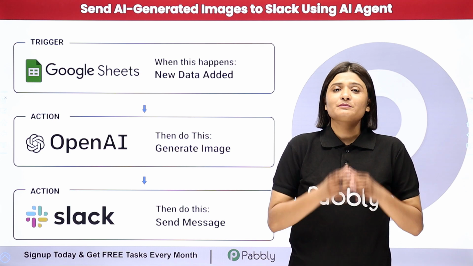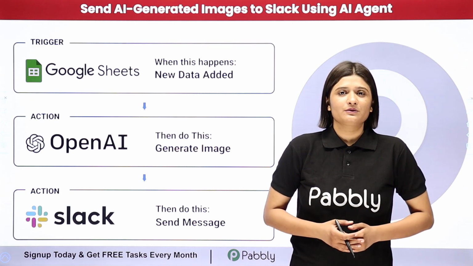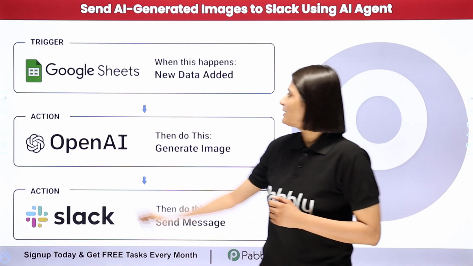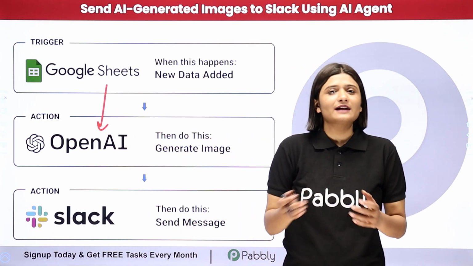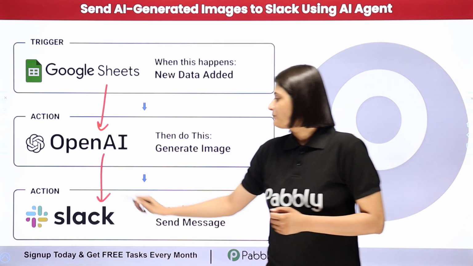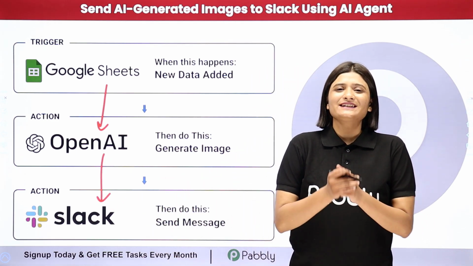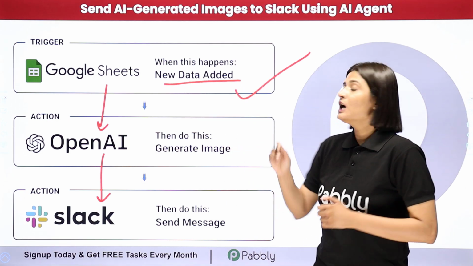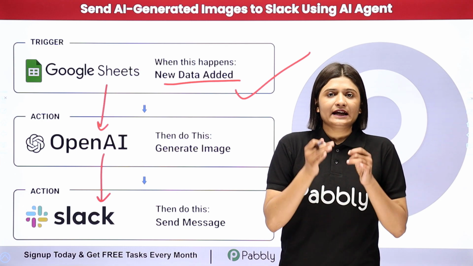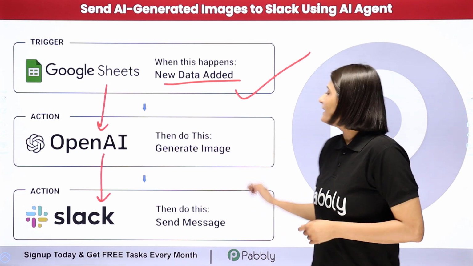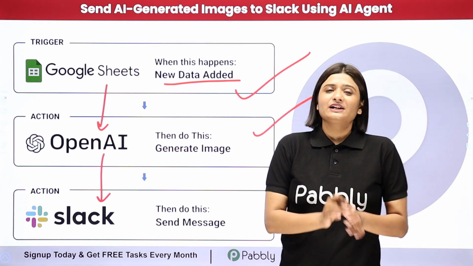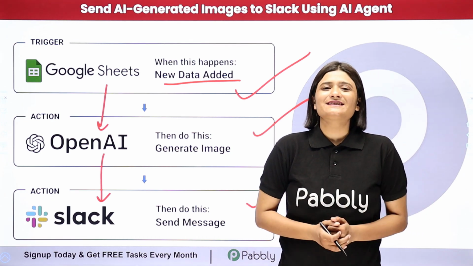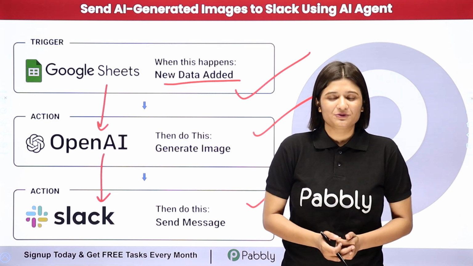So Pabbly Connect is an amazing automation and integration software which requires no coding or programming skills. Here I just need to build connection between Google Sheets, OpenAI, which is going to act as my AI agent, and Slack. With the help of Pabbly Connect, I am going to build this connection in such a way that whenever I am going to add a new detail or a motivational quote in my Google Sheets spreadsheet, the image according to that will be automatically generated using OpenAI, and it will be automatically sent to my employees on Slack channel. Now if you want to learn the step-by-step process, then let me take you all to my screen.